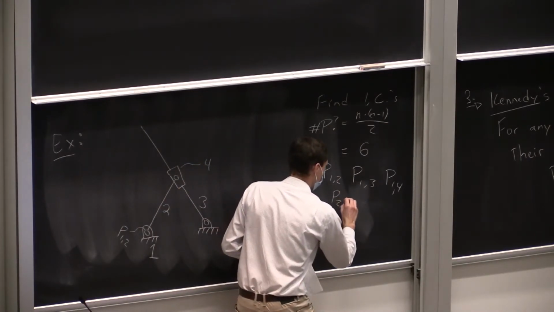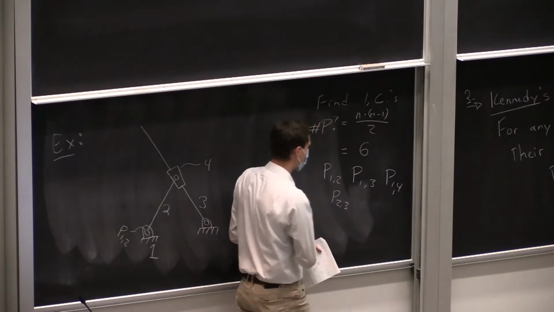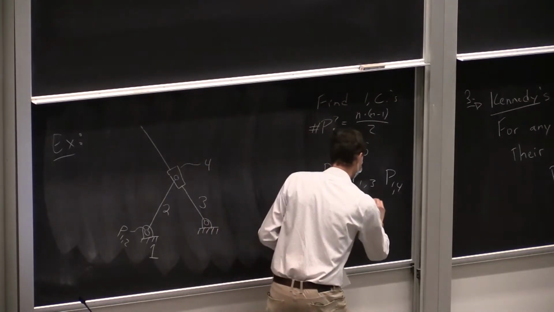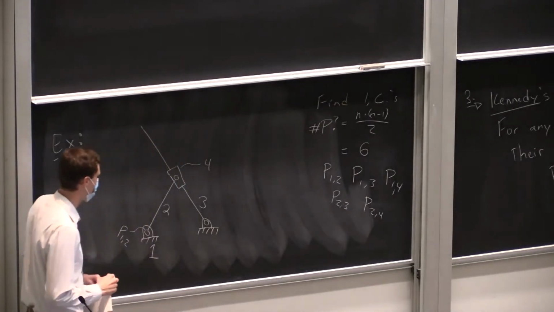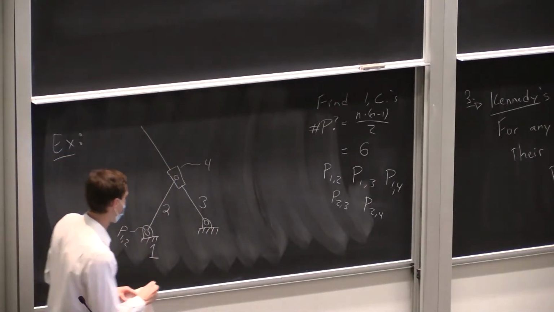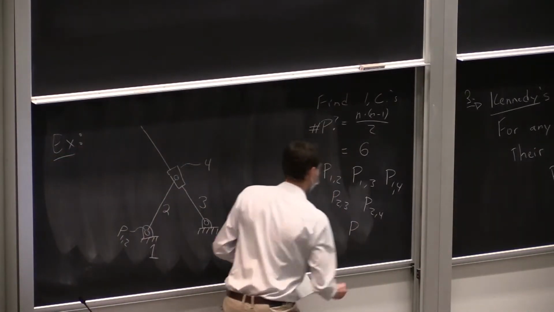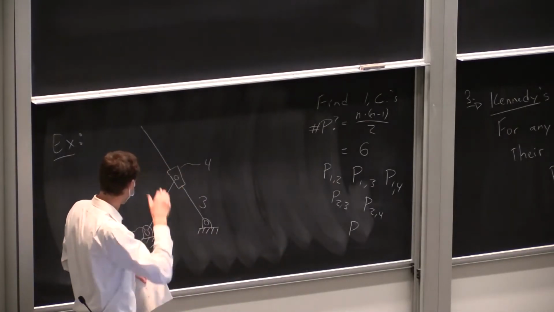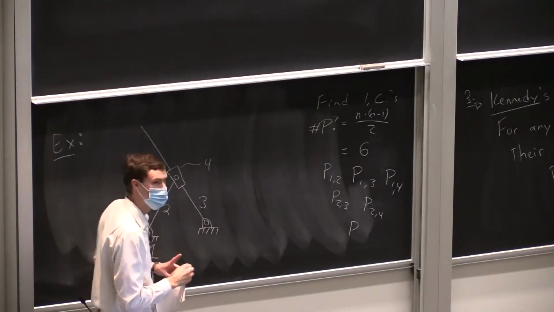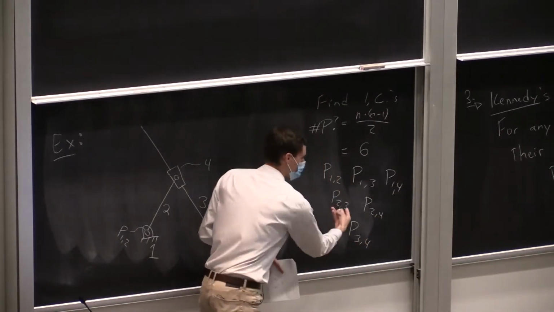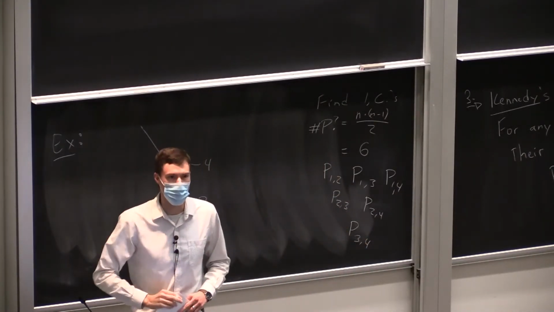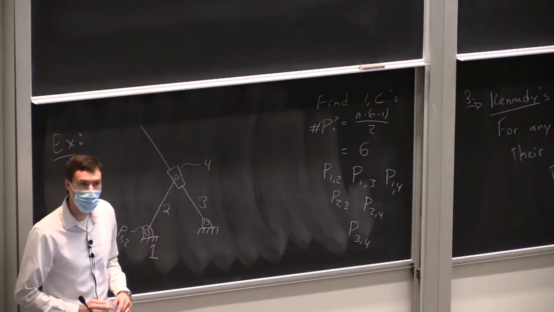Next 3, I'll just go through all the other combos. P2,3. P2,4. So that's 5 of them. And there's one more. What's the one that I'm missing here? P2,4... 3,4, right? And you can switch those subscripts. It doesn't change what they mean. So those are the 6 that we need to find.